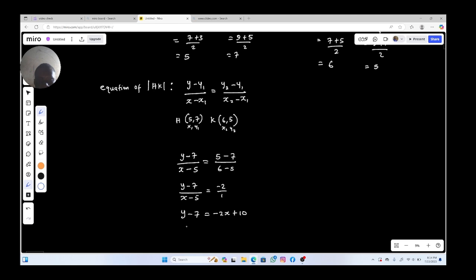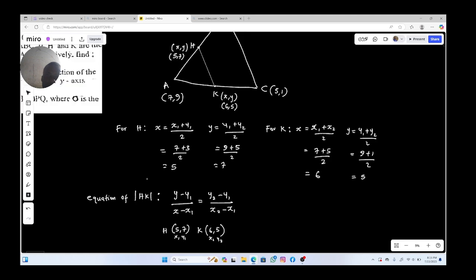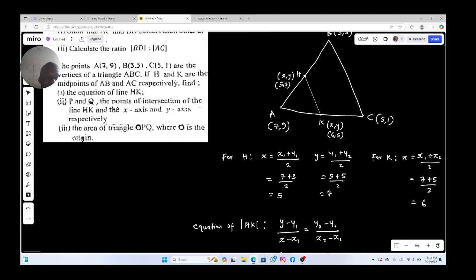Okay, so let's get the equation of the line. y will be equal to minus 2x. Now this minus 7 will cross over to the right-hand side, giving us plus 17. So this is the equation of line HK. Okay, that one is out. See, it's going very simple, just to understand the question.